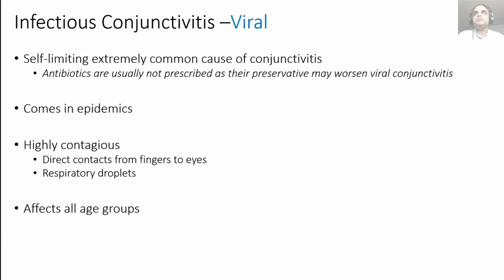Okay, so viral conjunctivitis is obviously because of a viral etiology, and they are self-limiting, an extremely common cause of conjunctivitis. Antibiotics are usually not prescribed in a viral conjunctivitis simply because the preservatives in many of these antibiotics can actually make the viral conjunctivitis worse. It usually tends to come in epidemics because it's a highly contagious disease, like this viral pandemic. The usual mode of transmission is either contact from fingers to eyes, or respiratory droplet transmission to the eyes, and it can affect any age group.